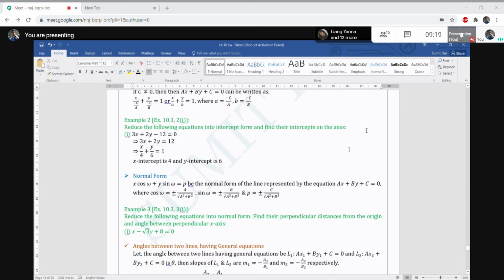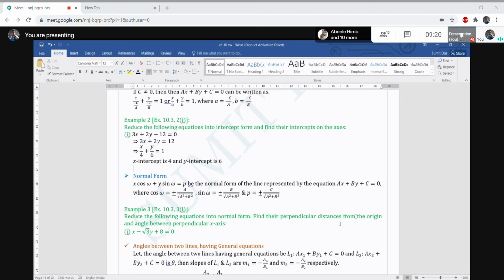Next is called normal form. Okay, normal form. What is the normal form? Normal form is nothing but the previous normal form of this one. Normal means, I hope you remember, that if a straight line is perpendicular to another straight line, then that straight line is called normal. The perpendicular from the origin is called normal to the straight line.